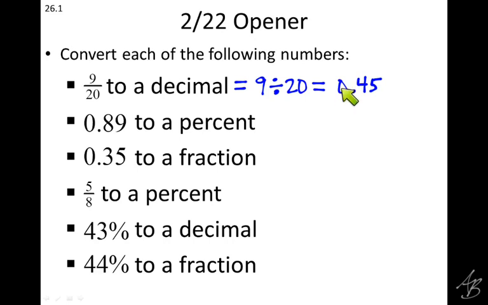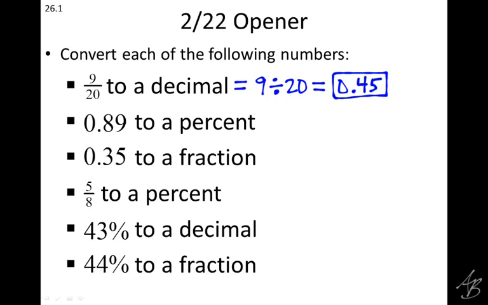Do we need this 0 here in front of the decimal? Actually, it doesn't change the value of anything. So it's not necessary as far as the value of this decimal, but we do need it there because we always want to have something in the ones place. The first number to the left of the decimal, we always want to have something there. If there is nothing there, we're going to keep that 0 in there. So we get 0.45.